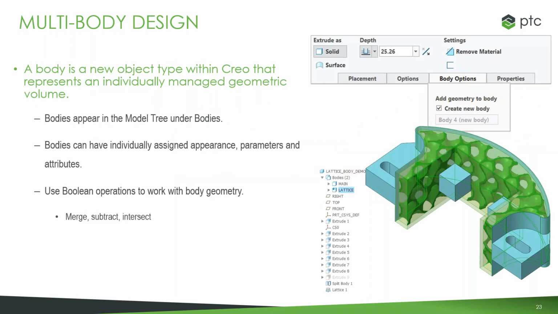Now it's a whole different way to work, right? It's a whole new object type in Creo, so it's going to show up in the model tree under bodies. And they can have their own appearances, their parameters separate from the rest of the bodies. You can do Boolean operations with them, which makes them really flexible as a design tool. So if you merge, you subtract, you intersect, and then create new bodies as you need them.